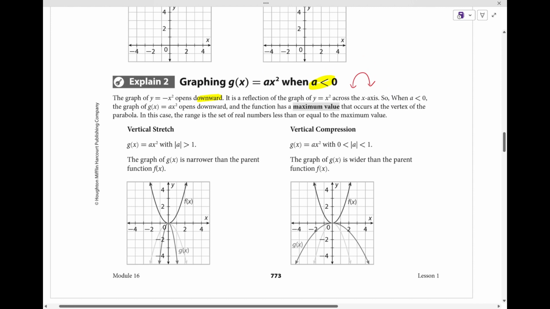Okay, when a is less than 0, it's going to have a maximum value because you go up, and then at a certain point you're at the max value, and then you're going to go down from there. So this is going to have a maximum value. Again, we can vertically stretch and vertically compress. When our absolute value of a is greater than 1, we're going to vertically stretch. So it's going to look like this. And when the absolute value of a is between 0 and 1, we're going to vertically compress.